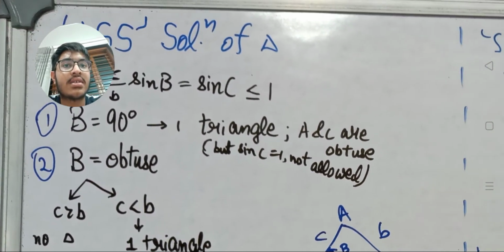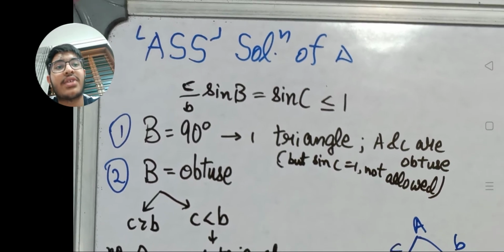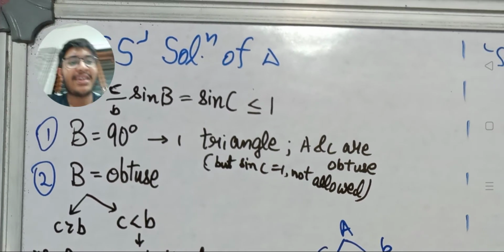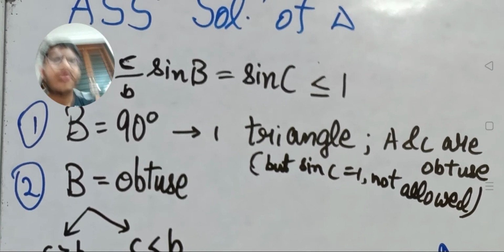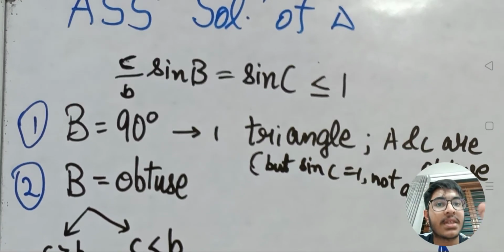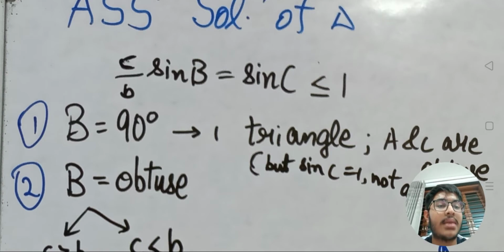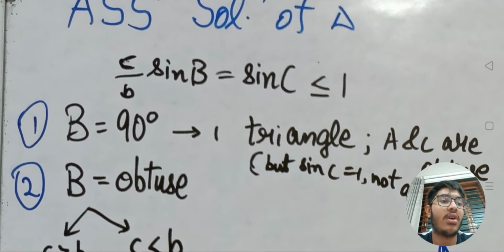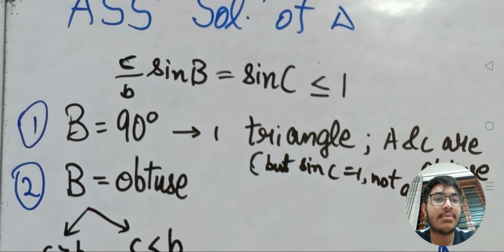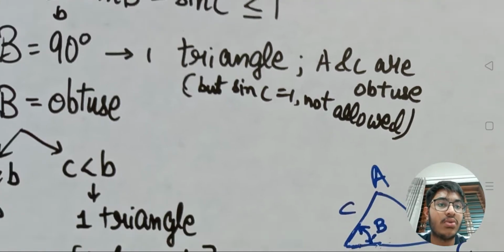Now let's come to the ASS solution of triangle. Now it's a little bit tricky, but you will enjoy studying it. So we see, first of all, c by b multiplied by sine B is equal to sine C according to the sine rule, and we know that sine of any angle must be less than or equal to 1. That's a rule. So for any triangle to be possible, c by b multiplied by sine B should be less than or equal to 1.